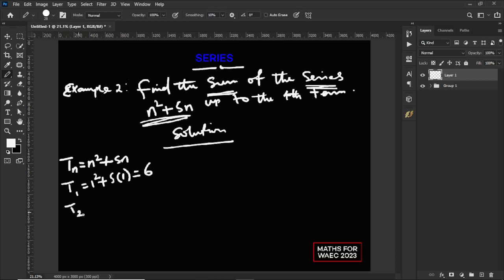So T2 will be 2 squared plus 5 into bracket 2, that's 4 plus 10, equals 14. Then T3 equals 3 squared plus 5 into bracket 3, that's 9 plus 15, equals 24.